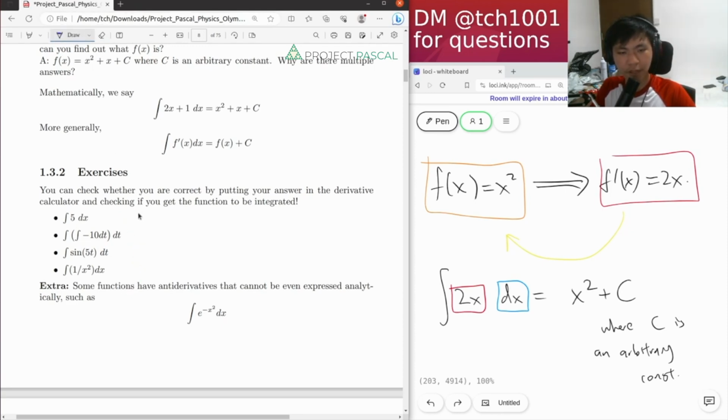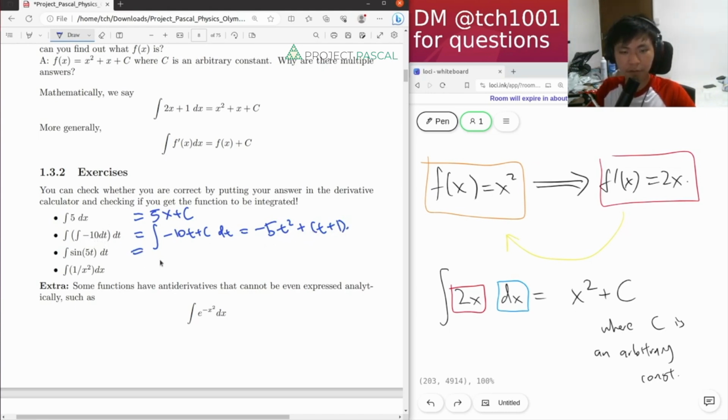So the integral of 5 dx is going to be 5x plus c, where c is an arbitrary constant. Now the double integral of -10 is going to be the integral of -10t plus c dt, and that's going to evaluate to -5t squared plus ct plus d, where c and d are arbitrary constants. The double integral of -10 is used in calculations involving gravitational acceleration.